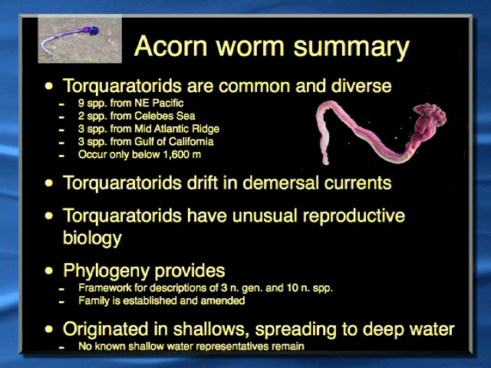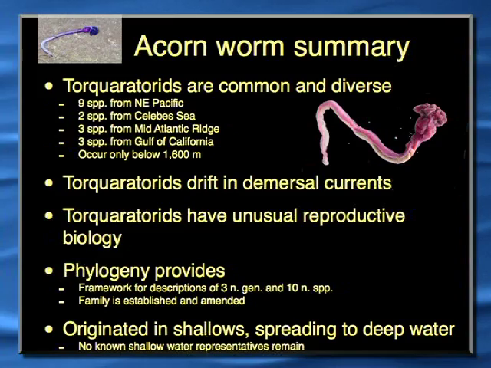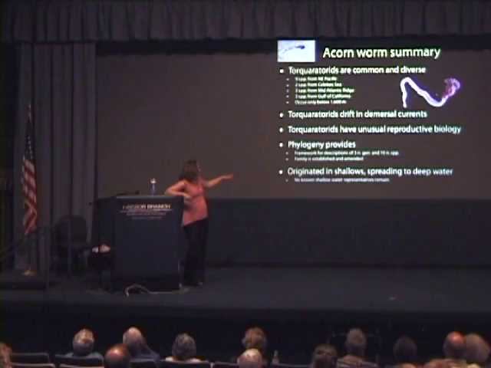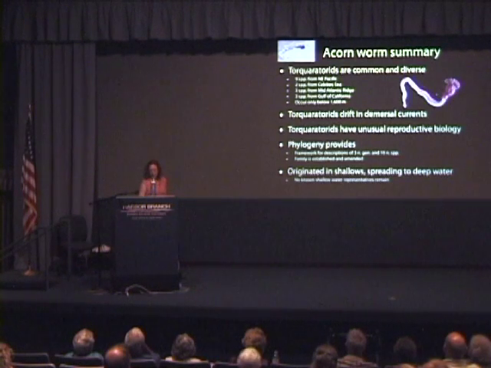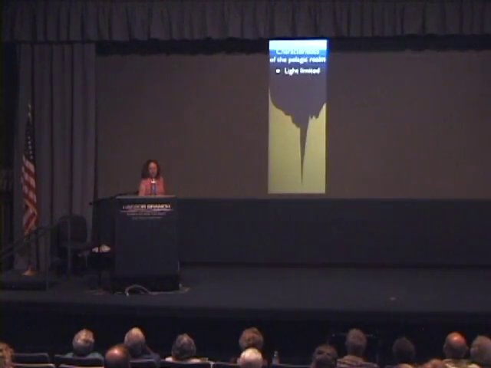And so this is a group that we can see in the phylogeny originated in shallow water. All its relatives are shallow water. The first ones spread into deep water. The interesting thing about that is now they're exclusively deep sea. There's no leftover relatives up in shallow water within this family. So they're kind of an unusual example.